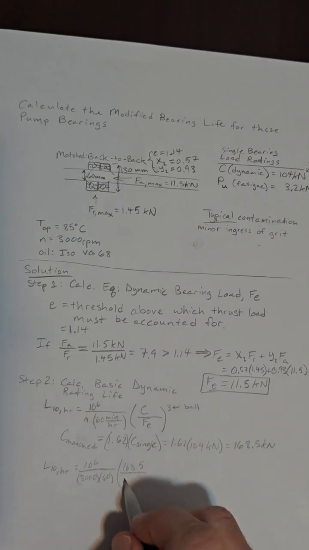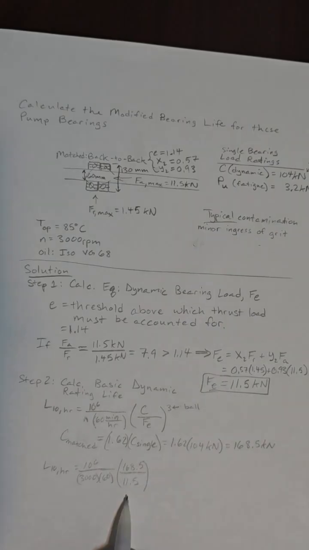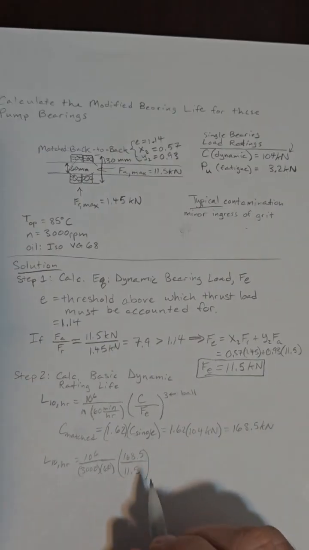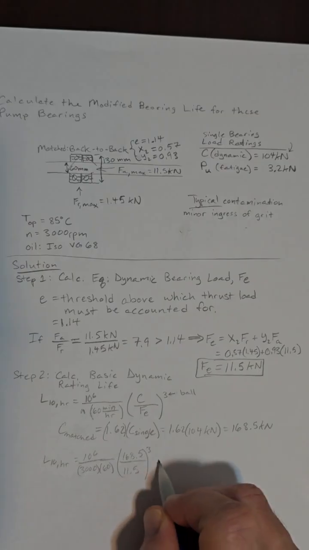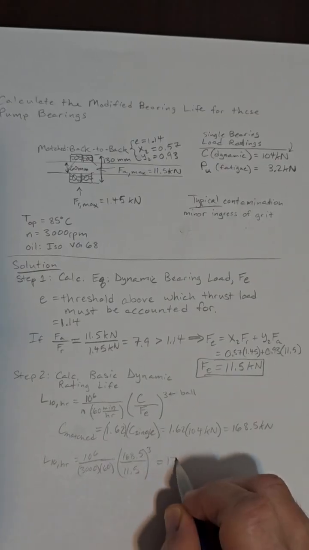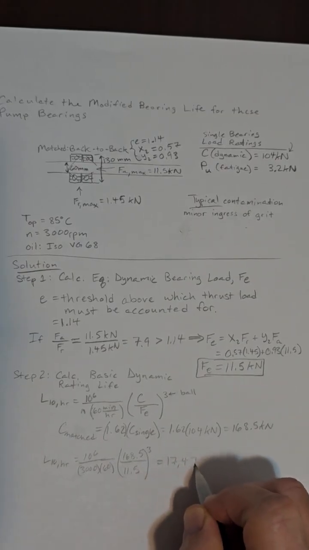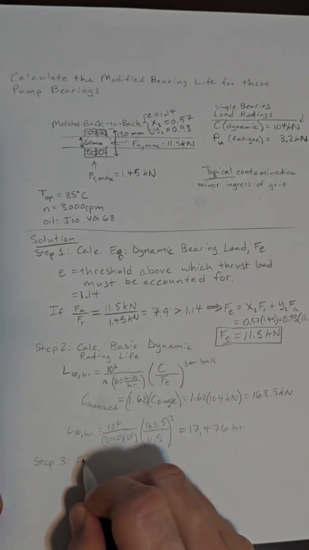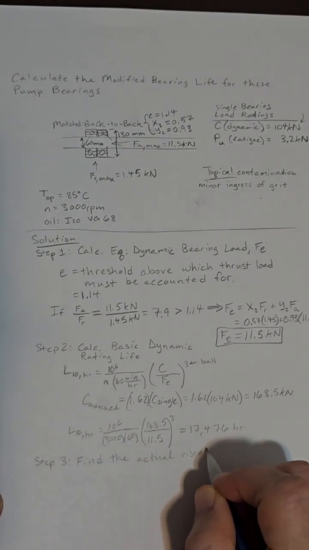168.5 kilonewtons over 11.5. So this is not that unusual, but our equivalent load is quite a bit less than our rated load. That's to the third power for a ball bearing, and that gives us 17,476 hours.